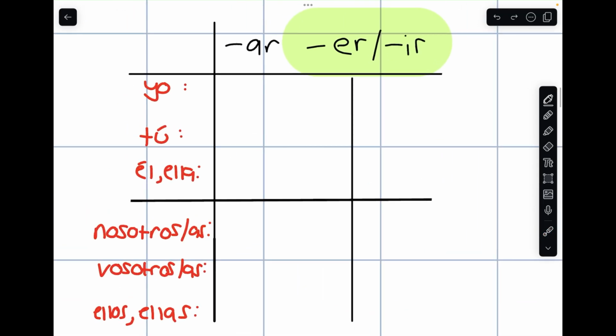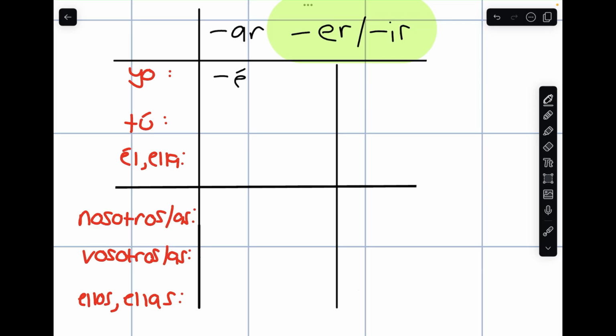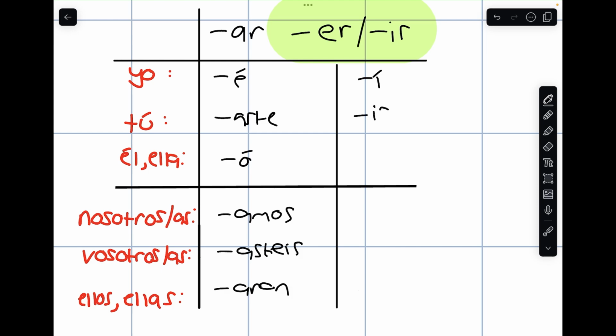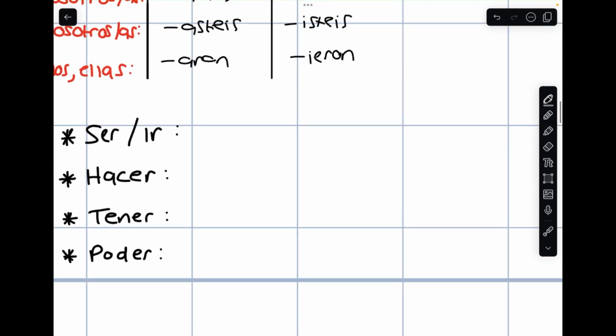Vamos. So, for AR verbs, we have é, aste, ó, amos, asteis, and aron. For ER and IR verbs, we have í, iste, ió, imos, isteis, ieron. And of course, we have a few irregulars to learn as well.